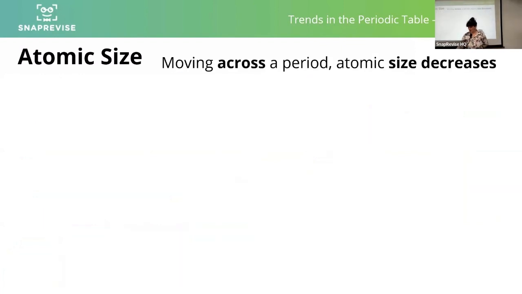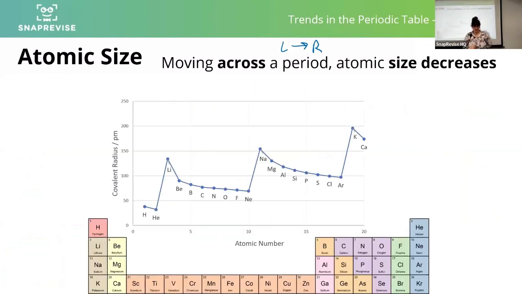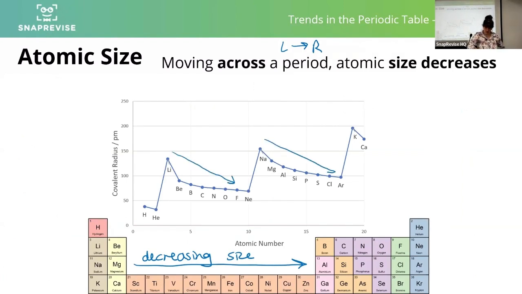Okay, what about going across a period? As we go across a period from left to right, atomic size decreases. Let's see what that looks like. So as you go across from left to right, there is decreasing size. Atomic size decreases. And you can see that, for example, as we go from lithium to neon, from sodium to argon, you can see the atomic size decreases. You can even see it from hydrogen to helium. We have a decrease in size as you go across the period.